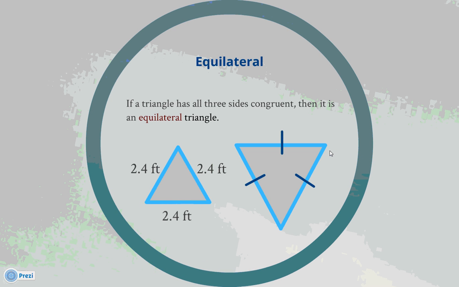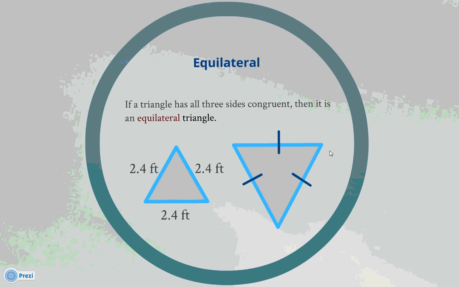Equilateral is when we have a triangle that, if a triangle has all three sides congruent, then it's an equilateral triangle. So when all three sides are the same, then the triangle is equilateral. If you think of the word lateral, like in football or soccer, it means to do something sideways or a side. So equa means equal, so equal sides.